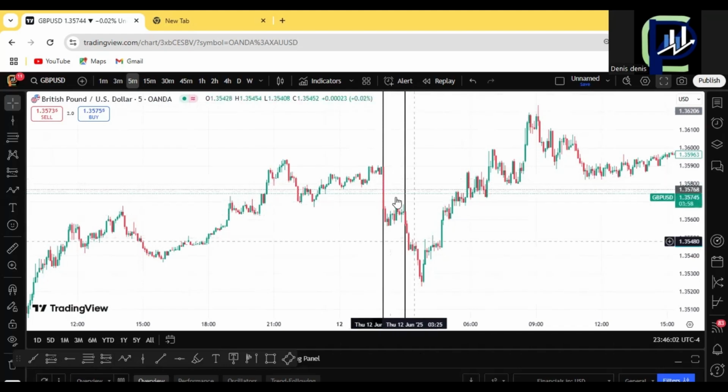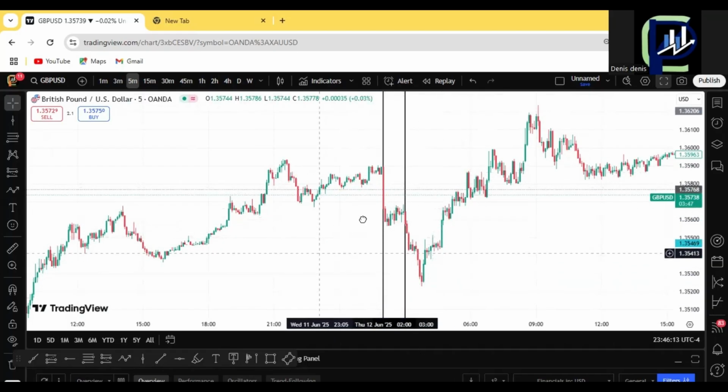We were selling, okay? So because we're selling between 2 and 3, that means after 3, we're now going to look for buying opportunities because we were selling. This is a manipulation. Now we're looking for distribution.